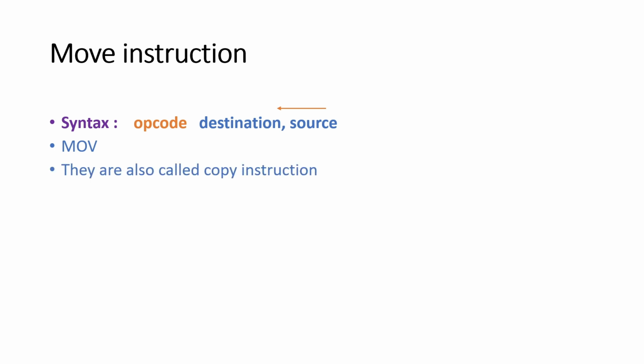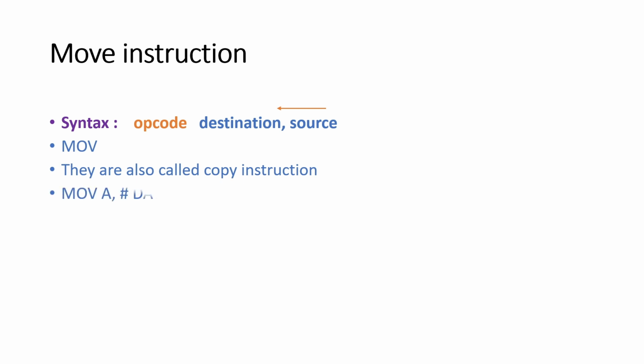First is the move instruction. Its syntax is opcode destination comma source. Here the opcode is always MOV, move, and the data is transferred from source to destination in this way. Here data is copied from source to destination. After transferring the data, the same data is available in the source also. That's why it's called a copy instruction.